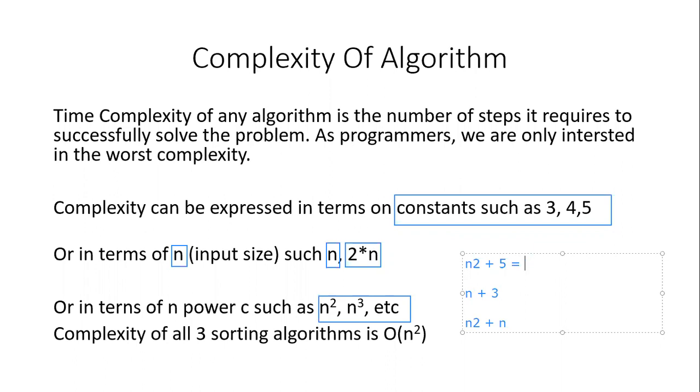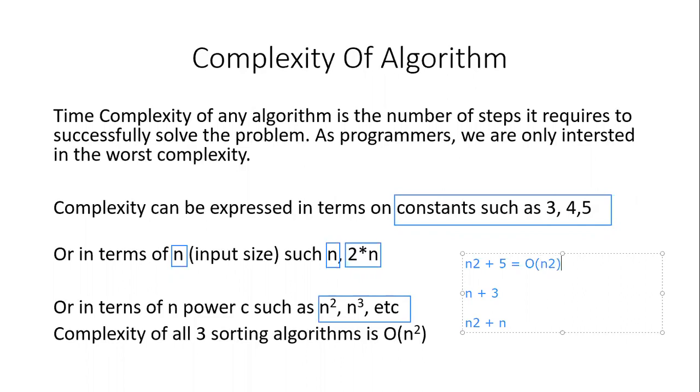How are we going to represent the big O complexity of n square plus 5? Which is the greater of these two terms? N square is the greater of these two terms, n square plus 5. Because when the value of n increases, 5 will not increase, only n square will increase.